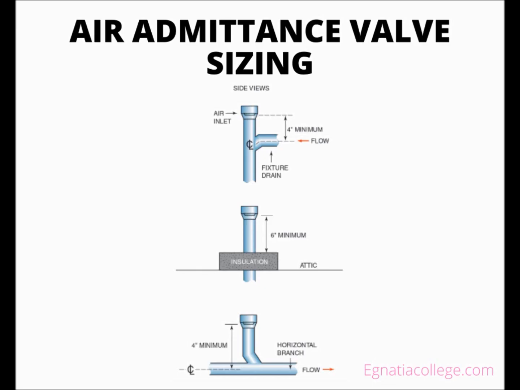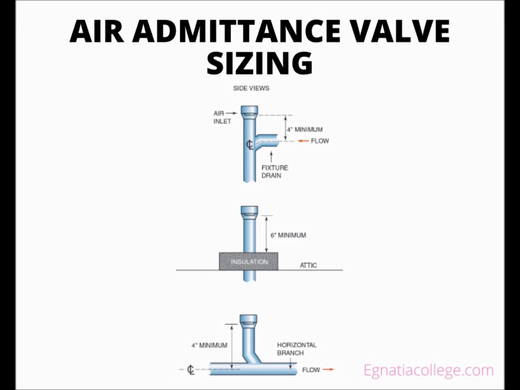Some codes dictate that only a certain number of DFUs can be served with a particular size of AAV. A chart in a codebook is used for sizing based on the DFU the AAV serves. An AAV cannot be installed in supply or return HVAC air plenums or be used in certain specialty DWV systems such as acid neutralization systems.